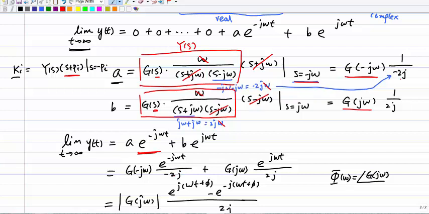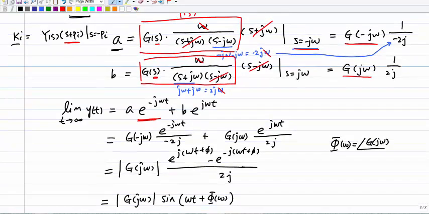So actually combine this one. You basically times this e^(-jwt). So we get this one. The second term becomes G(jw) e^(jwt) divided by 2j. This one is a little bit tricky over here. So this one can be written as G(jw).